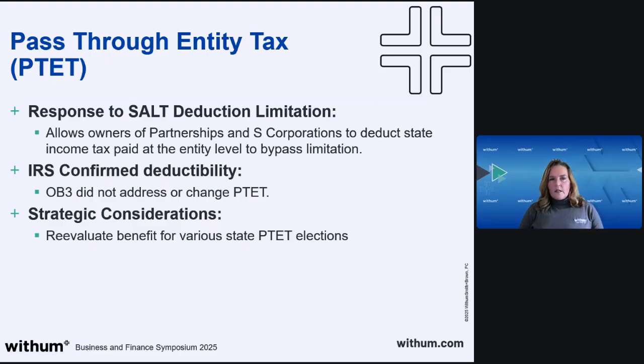This is one thing we need to look at now that the OB3 has passed and the limit has increased. We need to address whether, at the individual level, it is still beneficial to elect into the pass-through entity tax. If your income is over 500,000, 600,000, you're still going to be at $10,000, so it's definitely still going to be a benefit to make that election. But we just need to reevaluate whether the partners and owners in a pass-through entity will still benefit from making the election.